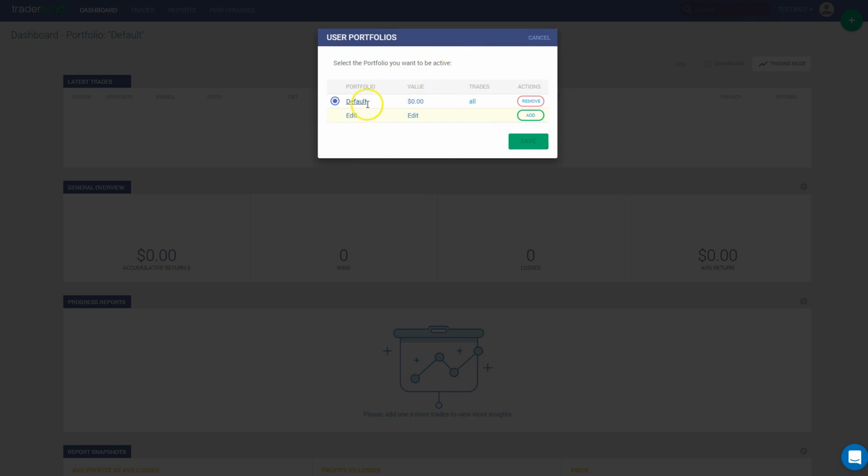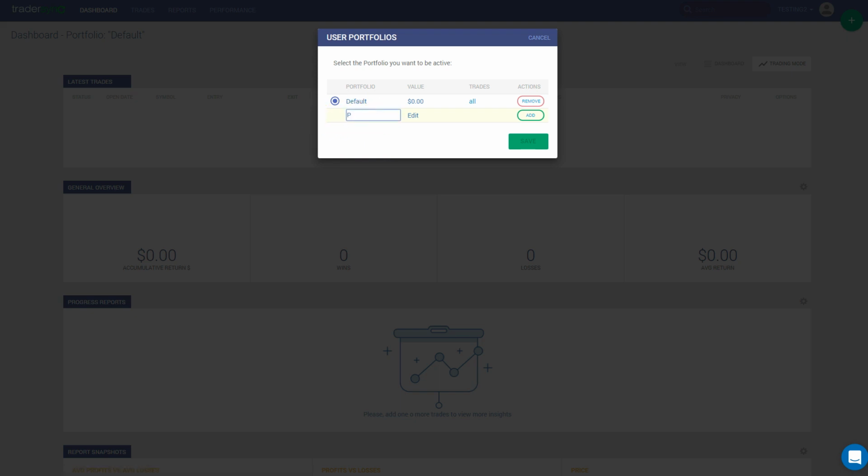For now, you can see that I have a default portfolio, which is the one that comes with your TraderSync account. Your default portfolio will contain all those trades that you add within each one of your portfolios. For example, let's add two portfolios.